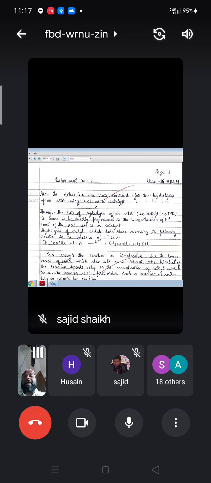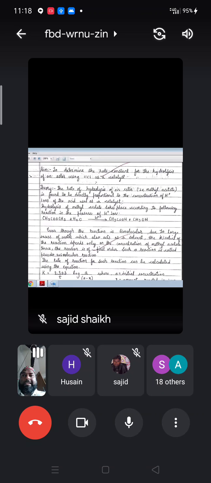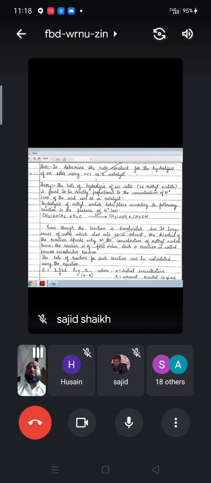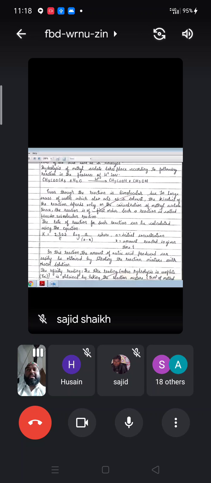Even though the reaction is bimolecular, due to the large excess of water which also acts as a solvent, the kinetics of the reaction depends only on the concentration of methyl acetate. Hence it is a first order reaction. Such a reaction is called a pseudo unimolecular reaction. The rate constant for such a reaction can be calculated using the equation K is equal to 2.303 by t into log a upon a minus x, where a is the initial concentration and x is the amount reacted in given time t.